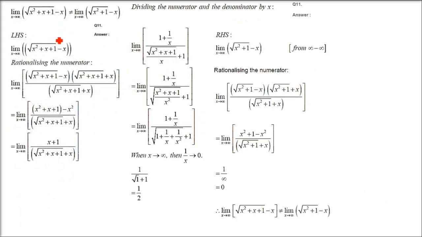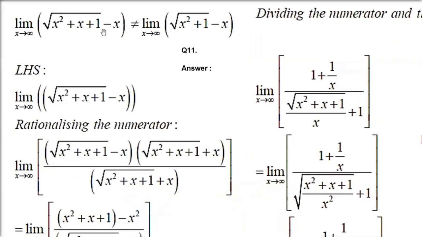Next one is your question number 11. Here it is said: show that, as the limit x extends to infinity, this limit is not equal to this limit. These two limits are not equal, so you have to find the left hand side limit and the right hand side limit, and then see whether they are equal or not. So we'll take it separately. I'm taking the left one first, and this one we'll take later.